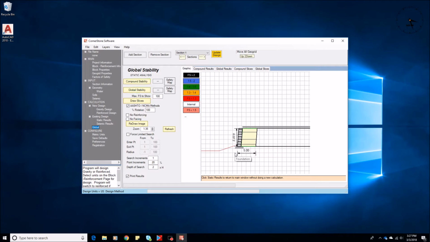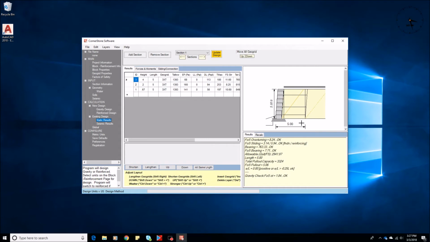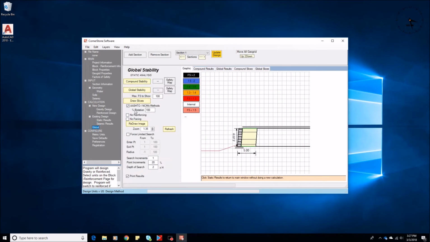In a static analysis, when we look at sliding, overturning, bearing, toe slope does not influence the results. We are simply looking at this body resting on a block of soil. Where we do see the impact, we go back to static results. These numbers won't change with the change in toe slope. We go to global. Now we look at toe slope.